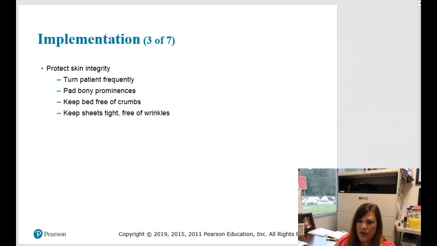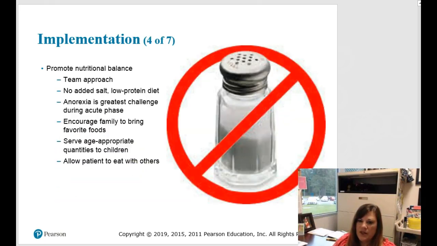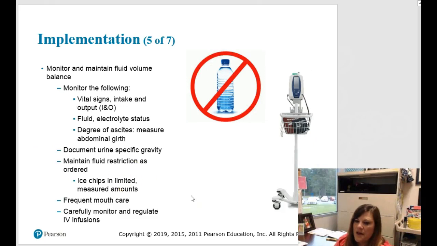Skin integrity, we're going to turn the patient, all that, pad the body prominences, keep the bed free of crumbs and wrinkles, right? And here we go with fluids. We may have to restrict the fluids, and we may want to do vital signs regularly. So we're going to monitor those vital signs, I&O, fluid and electrolyte status, ascites, so any kind of fluid buildup in the stomach, and measure the abdominal girth, specific gravity of the urine. We might do ice chips in limited amounts. Frequent mouth care, and monitor and regulate the IV infusions.